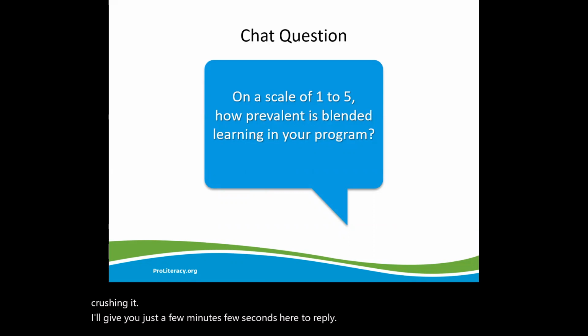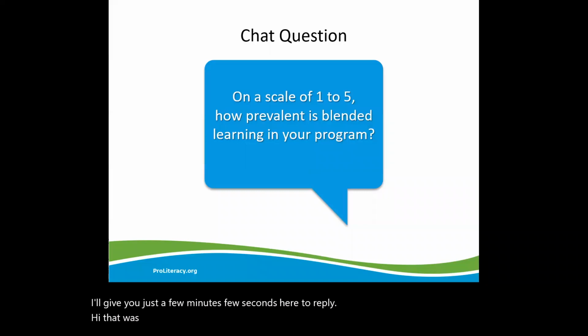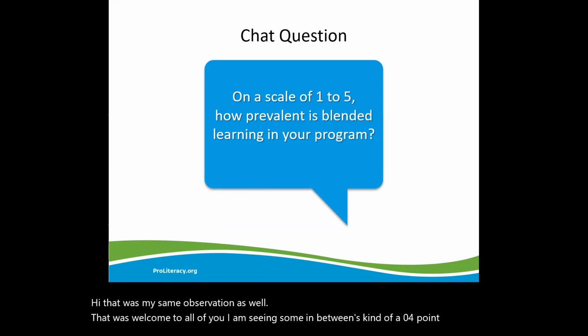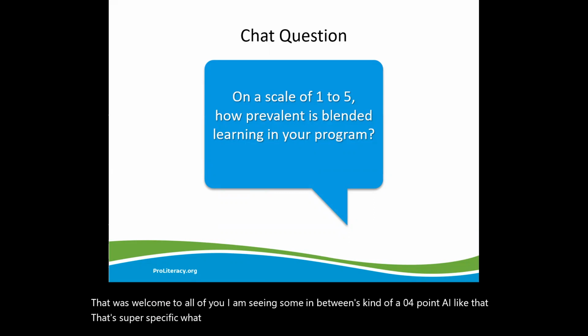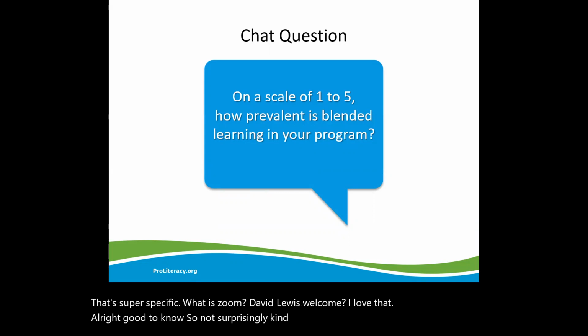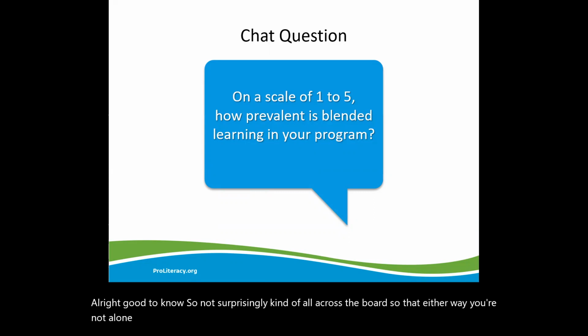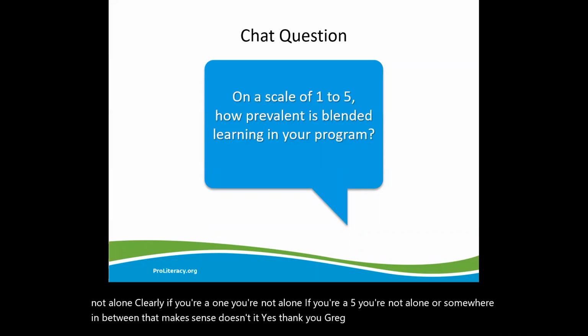Susan, I'm seeing mostly 5s and 1s, not a lot in between. That was my same observation as well. Yeah, well, welcome to all of you. I am seeing some in-betweens, kind of a 4.8, I like that. That's super specific. David Lewis, welcome. I love that. All right, good to know. So not surprisingly, kind of all across the board. So either way, you're not alone, clearly. If you're a 1, you're not alone. If you're a 5, you're not alone, or somewhere in between. That makes sense, doesn't it? Yes. Thank you, Greg, for that.